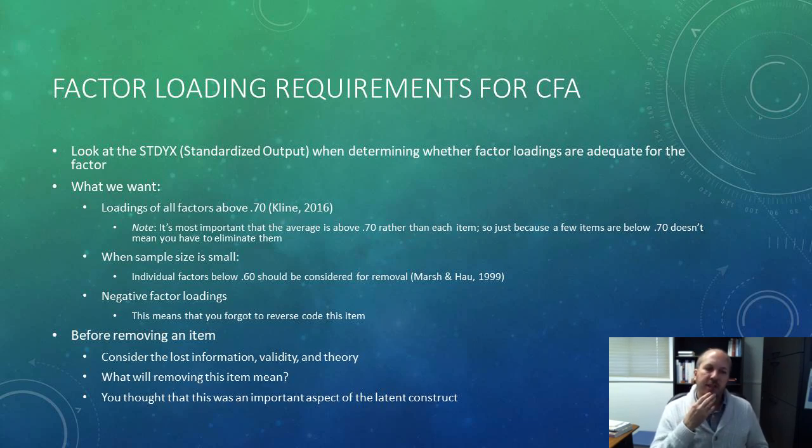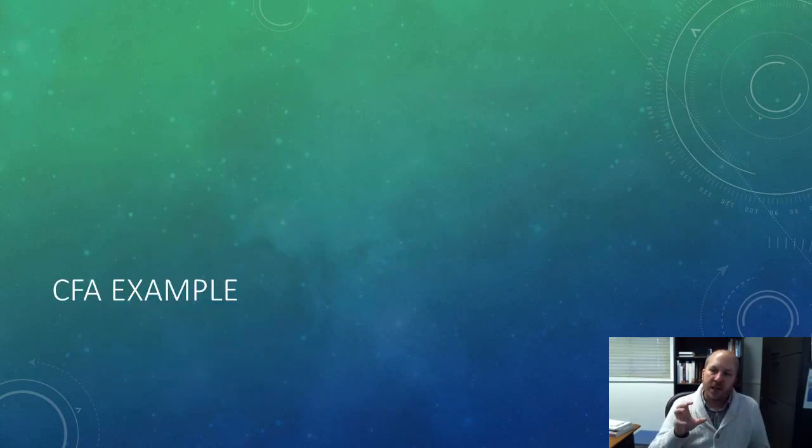But before you remove it, really think about what that means for your latent factor if you're losing that item, because you included that item for a reason. You thought that it had an important dimension or aspect of the latent construct that was important to you. So before you remove it, think about what this means about the latent factor if I remove that manifest variable, if I remove that information. Does that change the latent factor in some way, or is it missing some important piece of that latent factor? So now to close out, we're going to look at an example of CFA.